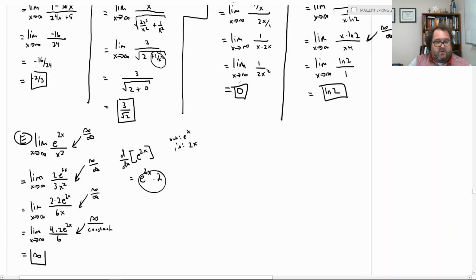Okay? So that was the first one where we had an infinite limit after using L'Hopital's rule. All right, what about the last one? What is f? Example f.